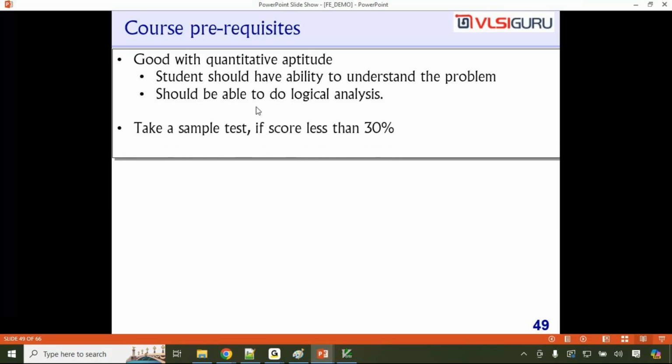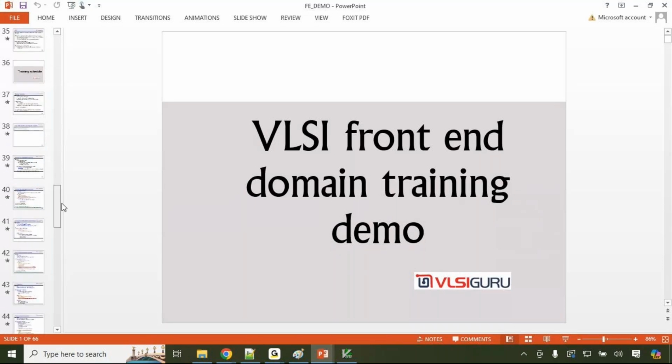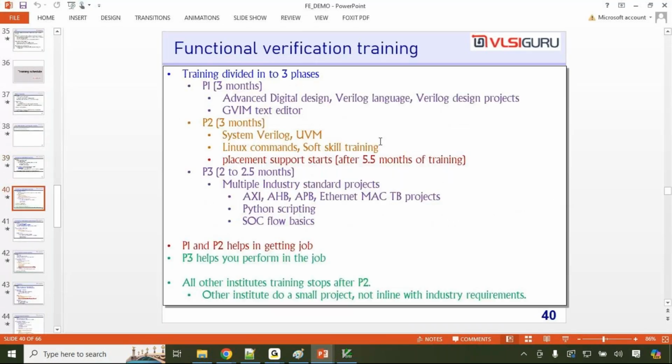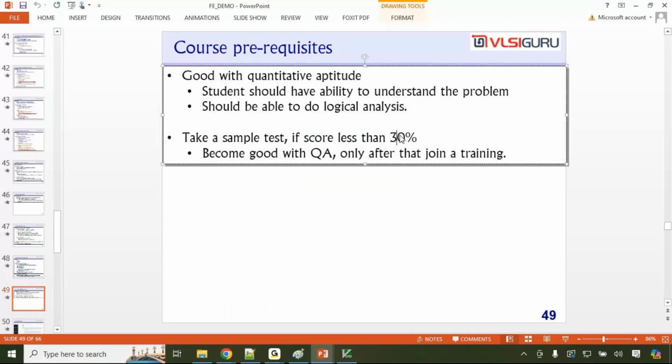Even today, what I suggest is, before you join the course, you should take a sample test anywhere. You go to the internet and take a sample test. If you score anything less than 40%, right? Not even 30%, 40%. Okay. You should do a dedicated 1 month QA practice. Then only you should join the course.